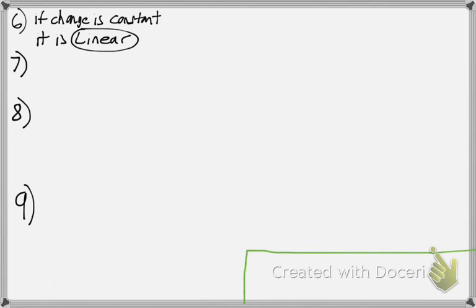Number 7 says, if df over dx has a constant value of 10, we know that f is a linear function, like we said in number 6. What is the slope of f? The slope will just be 10. So our slope is 10.